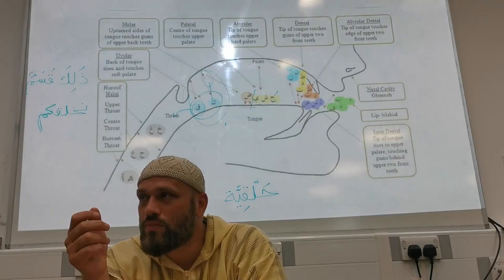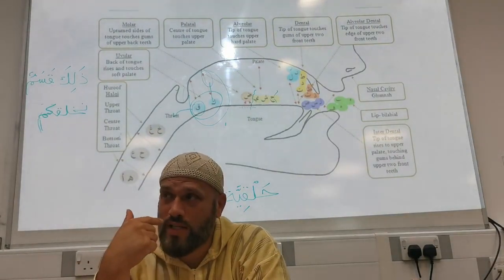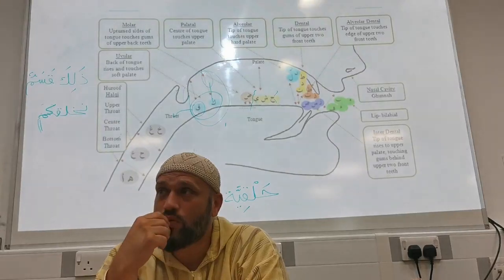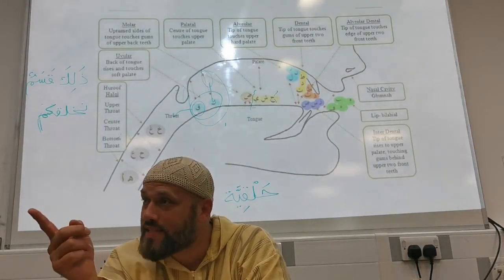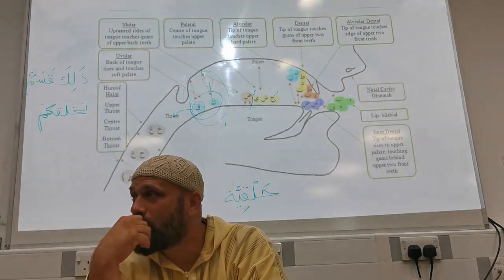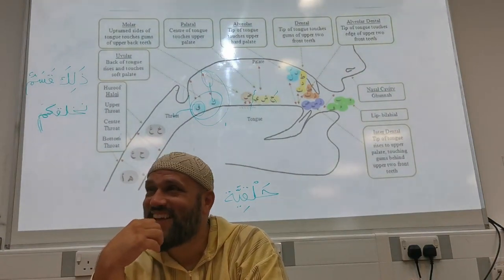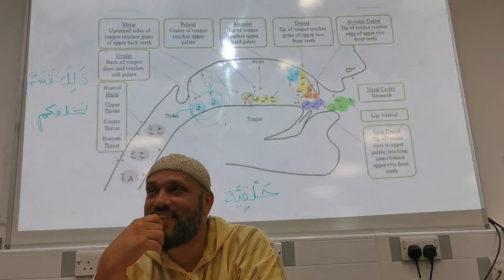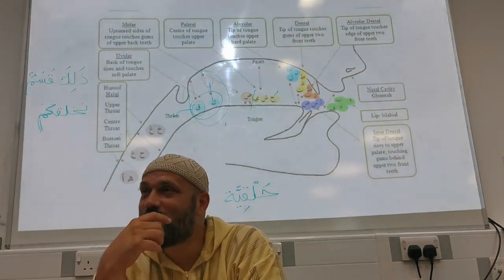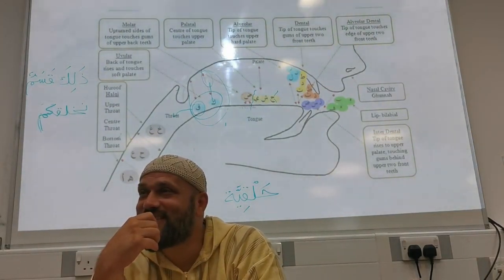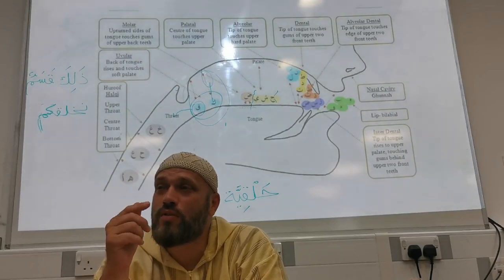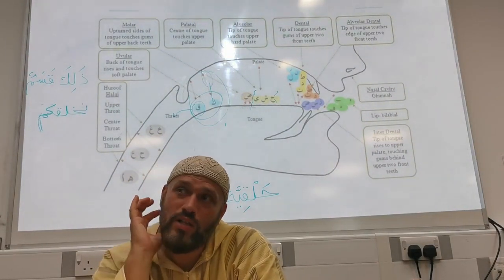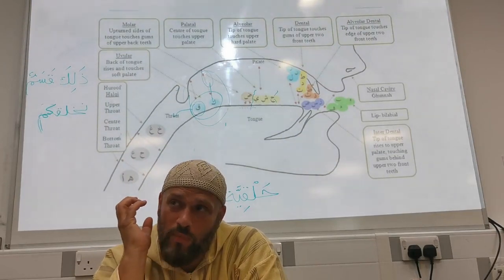Dhaad. Again? Dhaad. Now, you're pronouncing it correctly, you just need to bring the back of your tongue up. Dhaad. Yes. Beautiful. Good, yes. MashaAllah. Dhaad. What? I want you to put more pressure on the side of your tongue against your teeth and to bring the back of your tongue up a bit more.